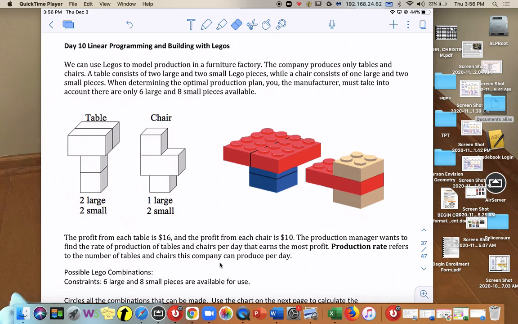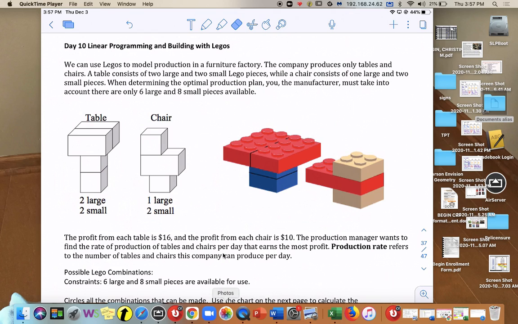We can use Legos to model production in a furniture factory. The company produces only tables and chairs. A table consists of two large and two small Lego pieces, and a chair consists of one large and two small pieces. When determining the optimal production plan, you, the manufacturer, must take into account that there's limited supplies. There are only 6 large and 8 small pieces available.